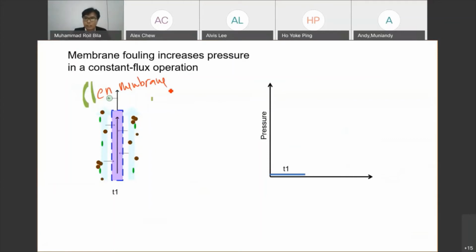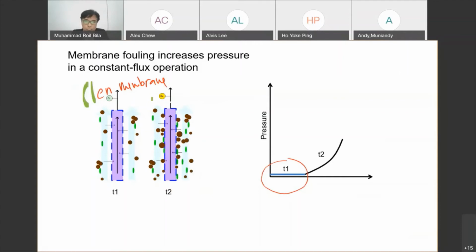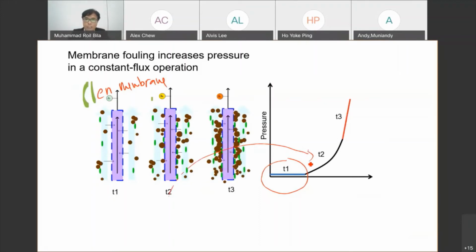When you have a clean membrane, we always have a low pressure. You see here the pressure is very stable in the beginning, but as a function of time, you cannot have operation continuously the same. You start to have fouling, a blocking on the surface of the membrane, and you see that the pressure starts to go up. Okay, and if you continue operation, then the pressure goes up even more. And at this point, maybe you cannot continue the operation, because if you continue, you will not get the flux the way you want it.